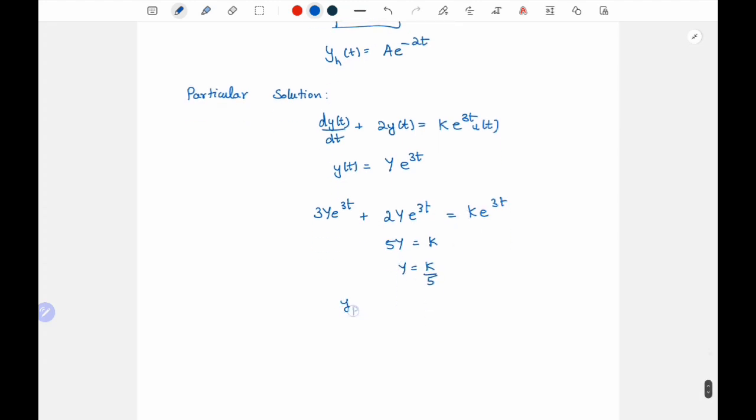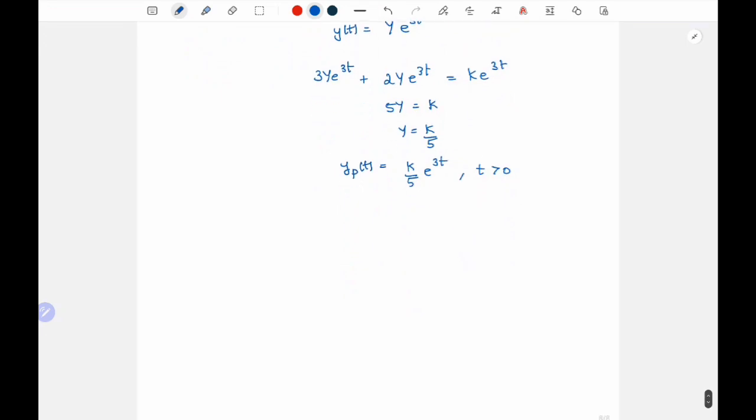So what is the particular solution? This we are considering for t greater than 0. So it will be k by 5 e power 3t for t greater than 0. For t less than 0, it is actually the same as the homogeneous solution because the input is 0. So what do we have as the final equation? So y of t is equal to a e power minus 2t plus k by 5 e power 3t for t greater than 0.